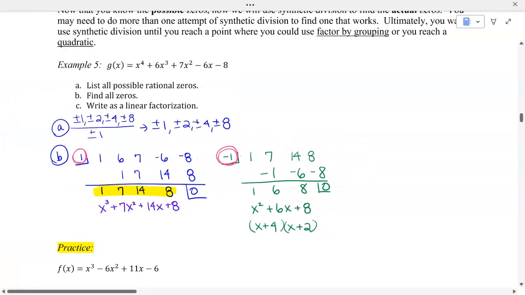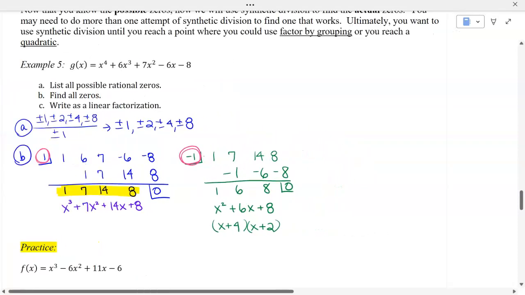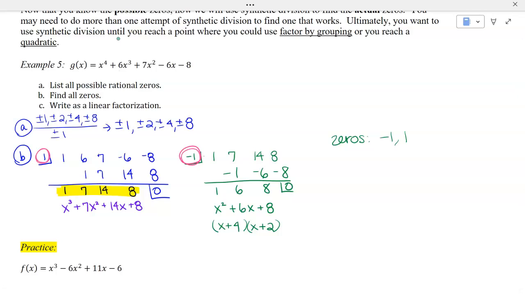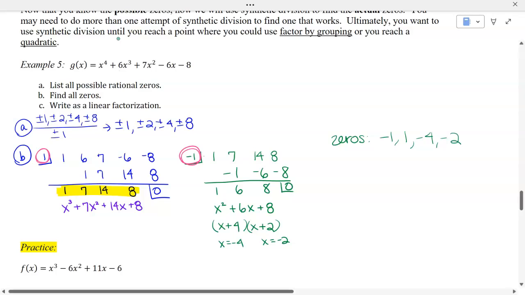So if they ask me to find all of the zeros, we know that we have zeros at -1 and at 1. We found that. Now, if I look at these two factors right here, we have zeros at x equals -4 and x equals -2. So -4 and -2 are also zeros.